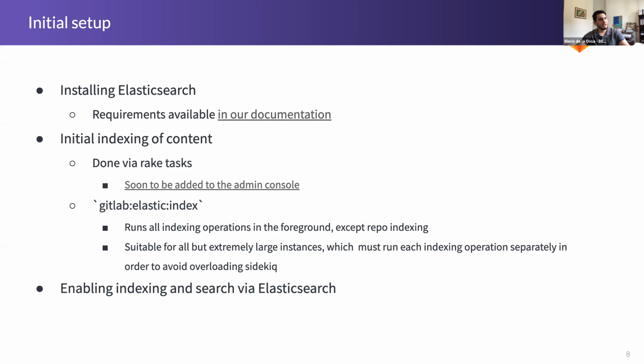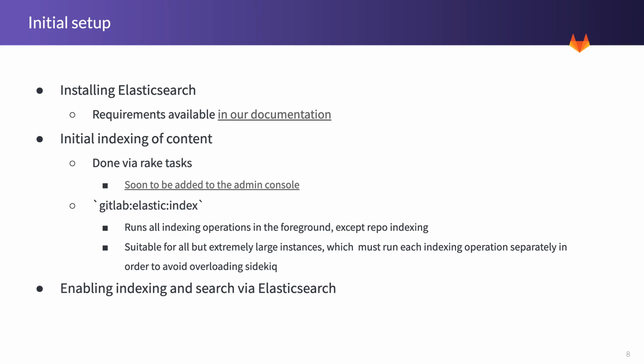But currently we're using the GitLab Elastic Index rake task that runs all the indexing operations in the foreground except for repository indexing. Repository indexing is a little bit special, and I'll talk about it a little bit more in the following slides. This is suitable for all but extremely large instances, which must run each indexing operation separately in order to avoid overloading Sidekiq. This is because when we start our repository indexing, we actually start enqueuing as many Sidekiq operations as Sidekiq workers as we can.